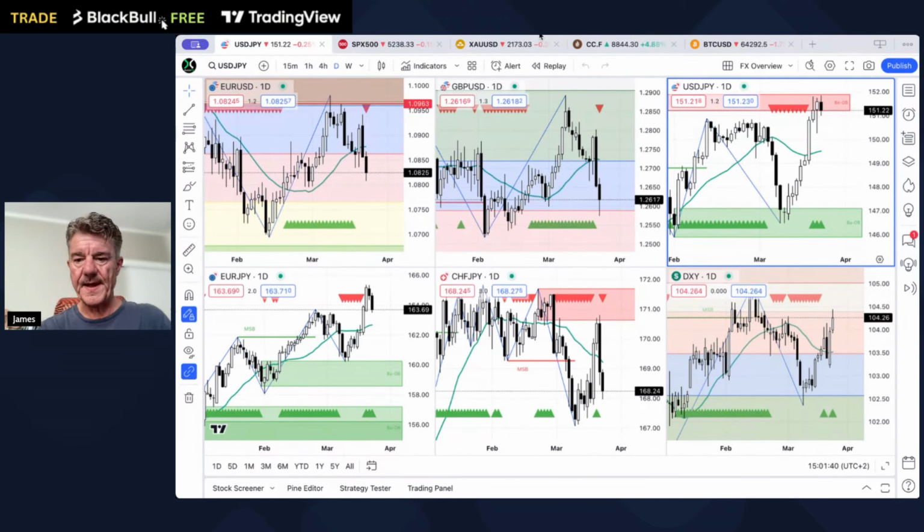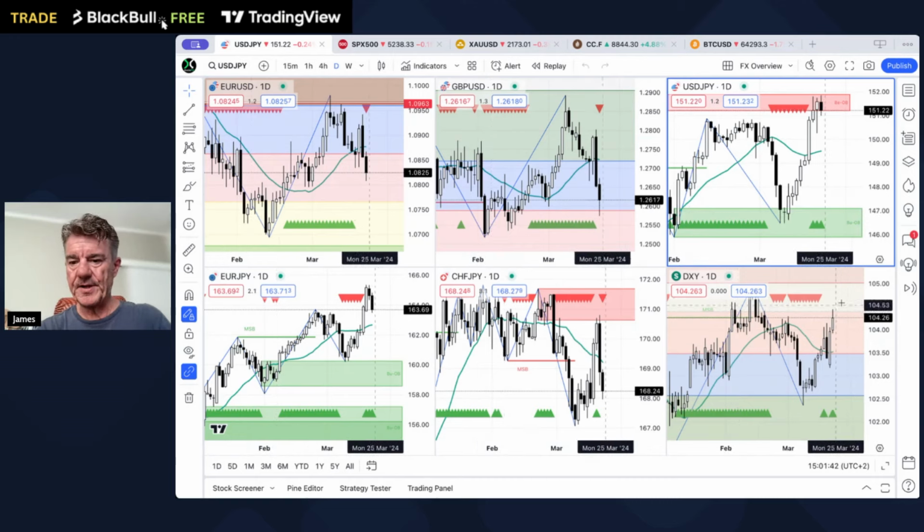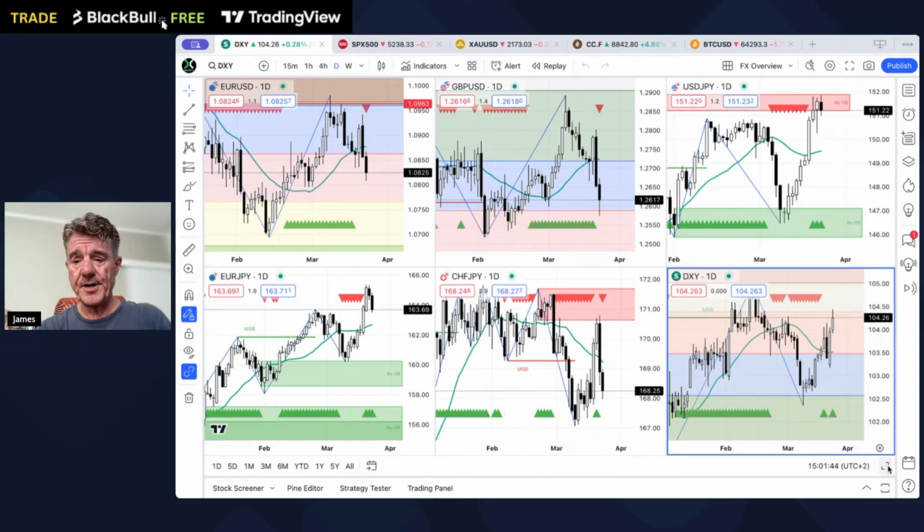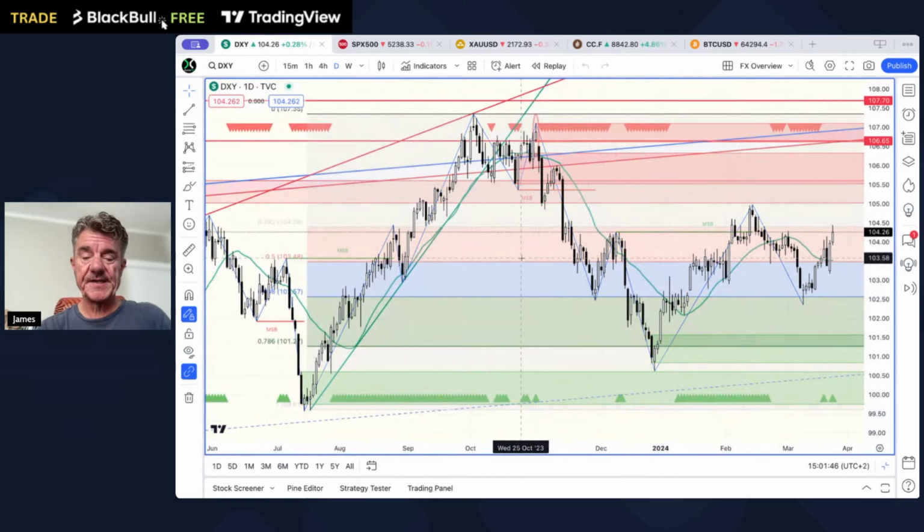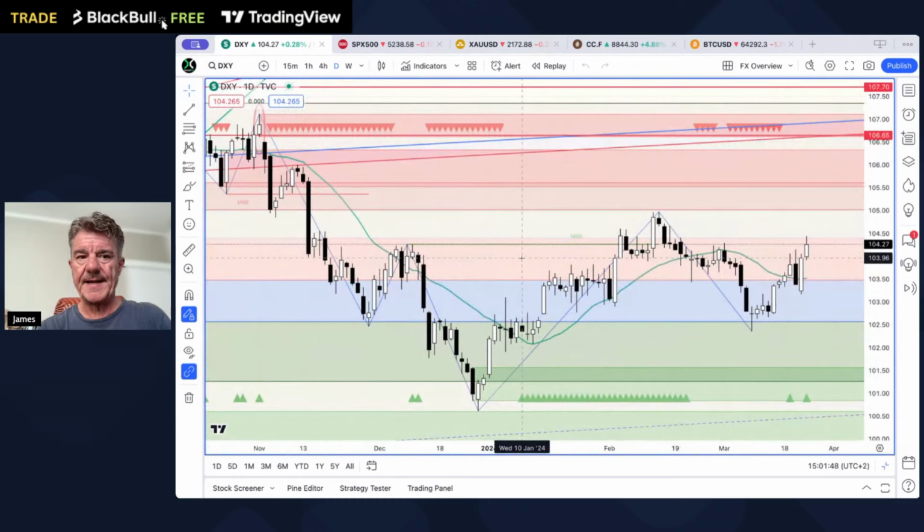So let's go through all of them. Dollar index, let's have a look at this. So really, when it comes to currencies, we want to know what the Fed's going to do, and are we going to see interest rates staying higher for longer, or are we going to see an interest rate cut coming up in the next month, at the next meeting in May? Probably. I think actually there's a good chance that they may cut and that we may see dollar weakness following that. But until then, I think we could see some dollar strength.